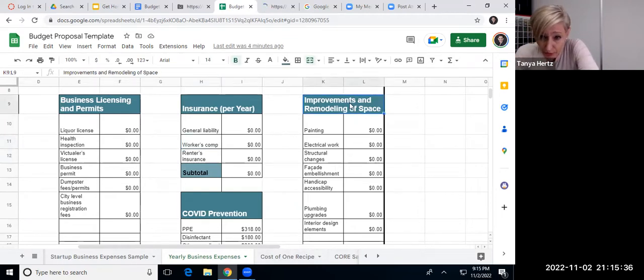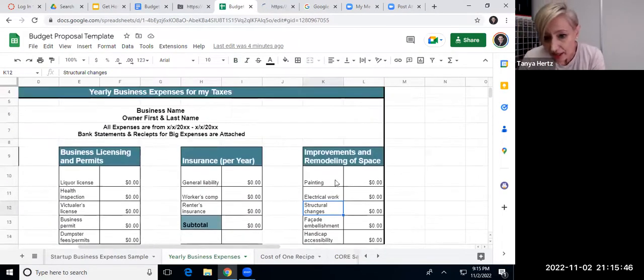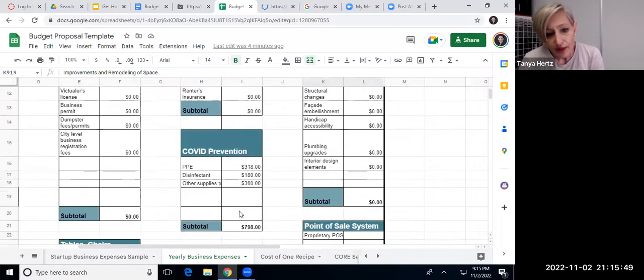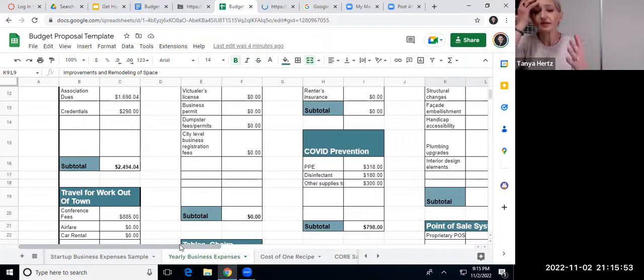Maybe you need to improve or remodel the space, like your home kitchen, or maybe you're building a food truck and you need to do some upgrades to that food truck. You can put that in that category. We also have COVID prevention. Think about everything that you can think of that is associated with operating that business. If you spend the money, take the legitimate deduction.